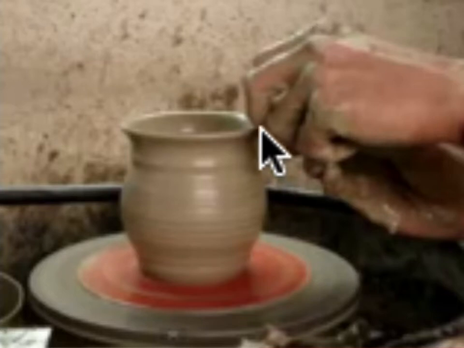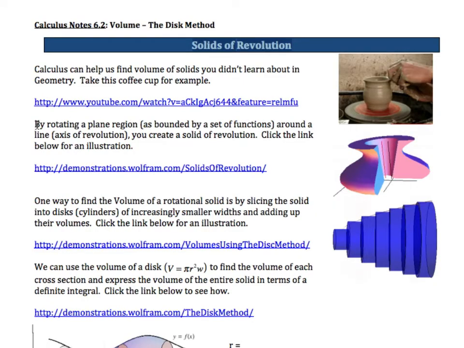So you can see that by keeping his fingers here in a straight line, but revolving the clay around on this table, he was actually able to create a physical solid, and that's what we're talking about when we mean solids of revolution. So by rotating a plane region bounded by a set of functions around a line, which would be an axis of revolution, you create a solid of revolution.